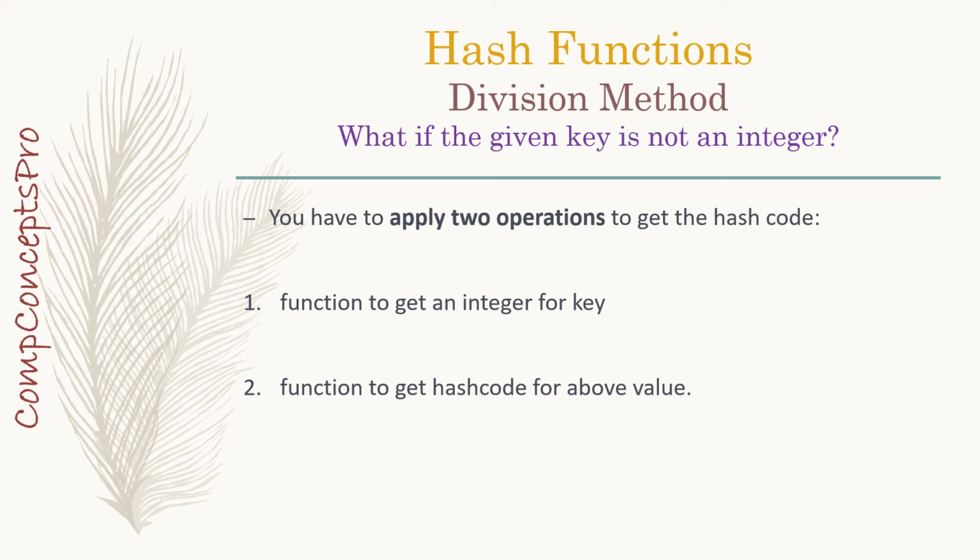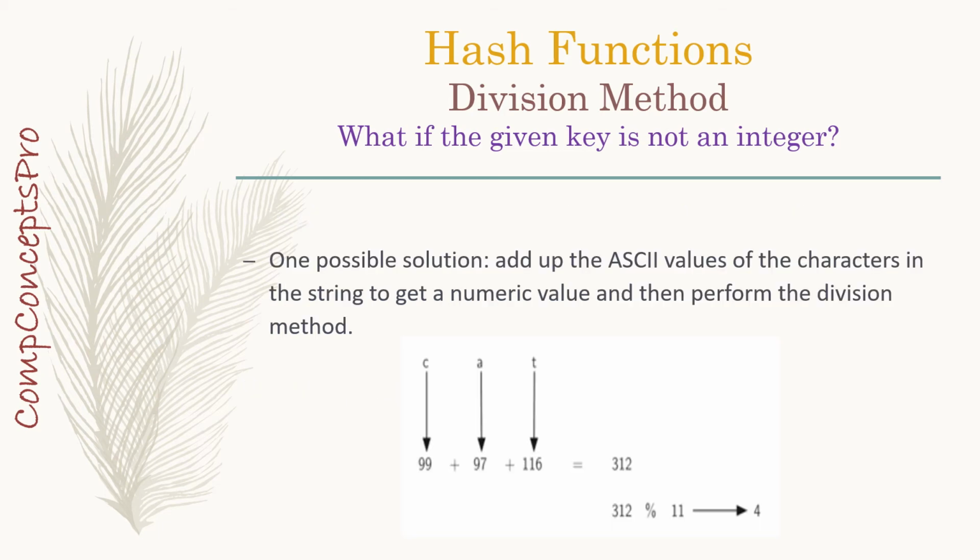In the previous example that we saw, we had to find out the hash code from integer keys. But what if our keys are not integers? In that case, the possible solution would be to first convert the string key into an integer and then apply the hash function to generate the hash code. Now, how to convert this string into an integer? One fairly simple way could be to add up the ASCII values of all the characters and then apply the hash function on the sum of these ASCII values.